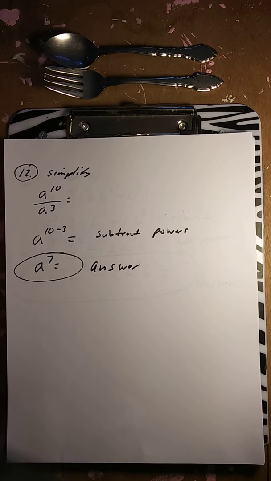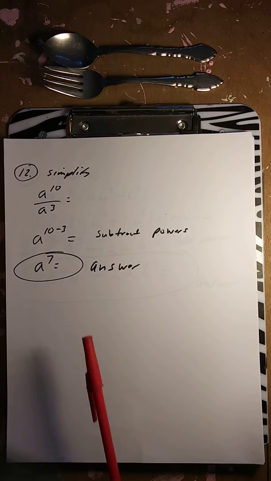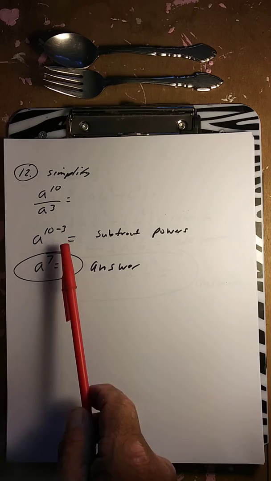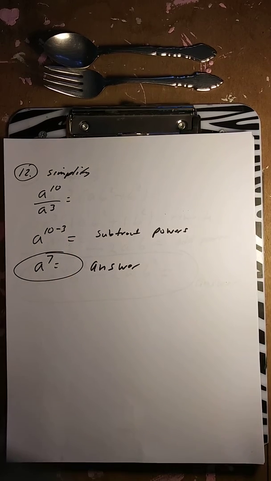Simplify this. 8 to the 10 power over 8 to the 3 power. Subtract the powers. 3 from 10, the little power from the big power, and it's going to give you 8 to the 7.